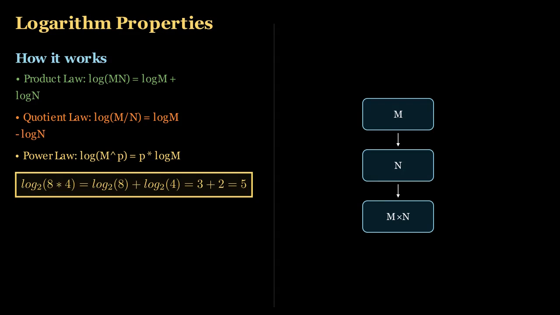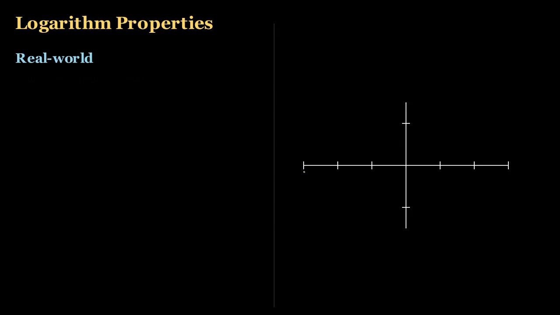Suppose you invest money at a 5% annual interest rate. How long will it take to double? The growth after t years is 1.05 to the power t. We want this to equal 2. To solve for t, we need to bring the exponent down where we can reach it. Take the logarithm of both sides. By the power law, the exponent t drops down in front, t times log of 1.05 equals log of 2. Now we can just divide. T equals log 2 divided by log 1.05.